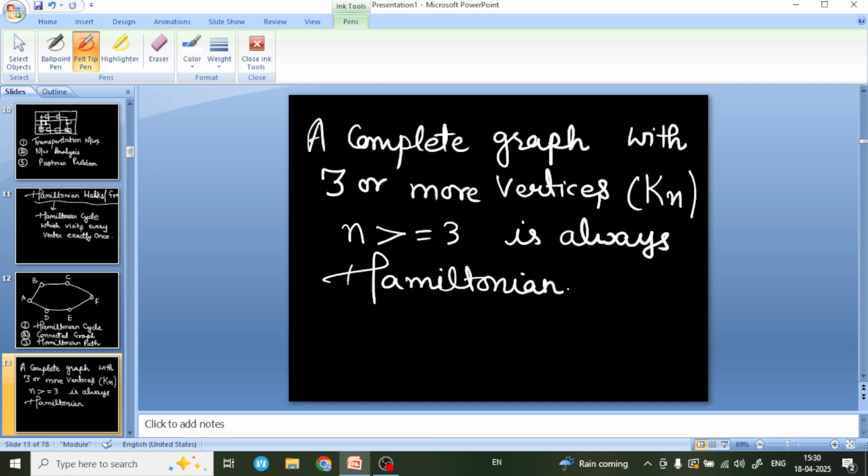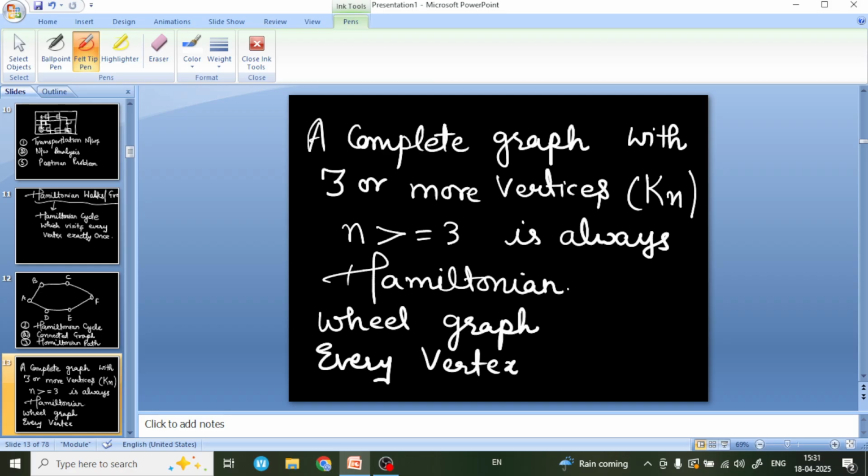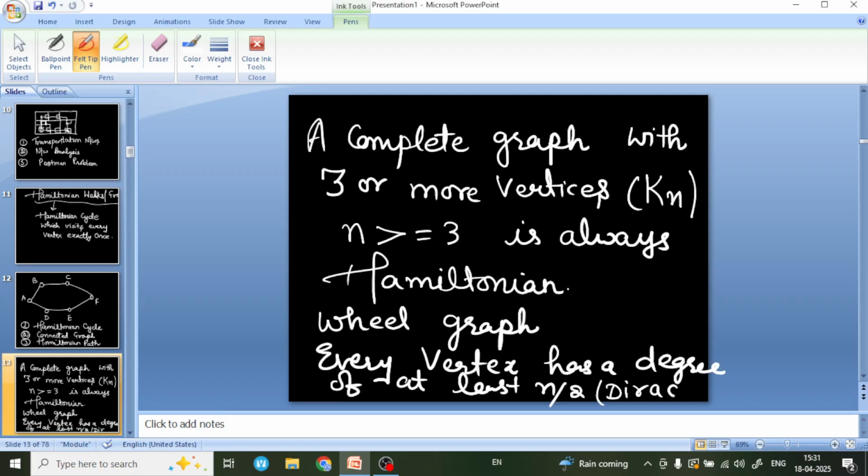Second, a wheel graph is a Hamiltonian graph. Third, a graph where every vertex has a degree of at least n by 2, then we can say it is Hamiltonian, and n by 2 is taken from Dirac's theorem.